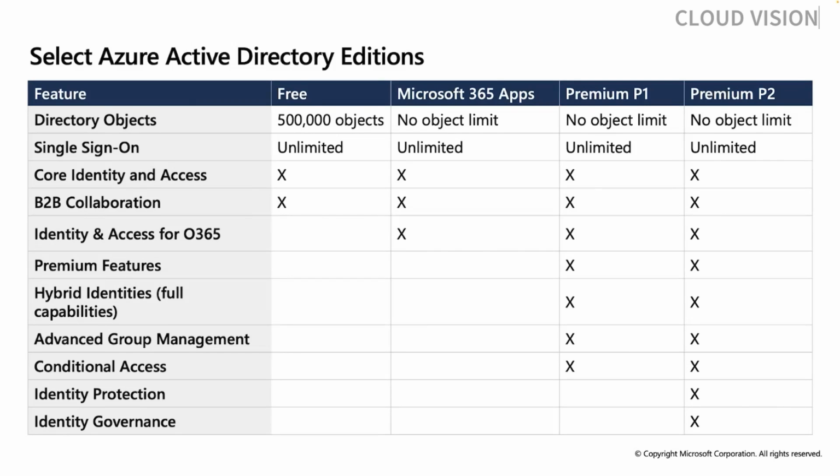What is B2B collaboration? It's a business-to-business authentication collaboration. So there are two terms you will always be looking into: B2B and B2C authentication. Just for your knowledge on that one. The Microsoft 365 app also comes with identity and access for Office 365, which we now call M365, Microsoft 365. And for all the other premium features, you would probably consider the P1 and P2 editions, where P2 is the topmost edition.